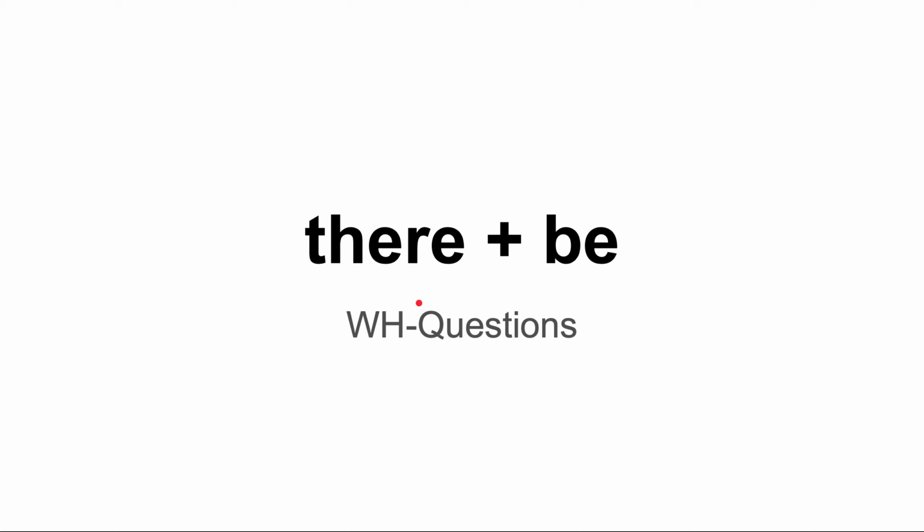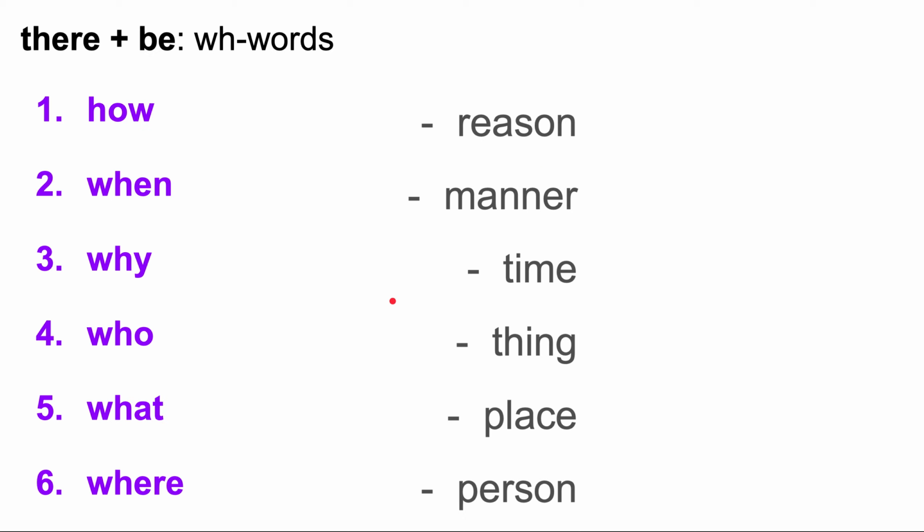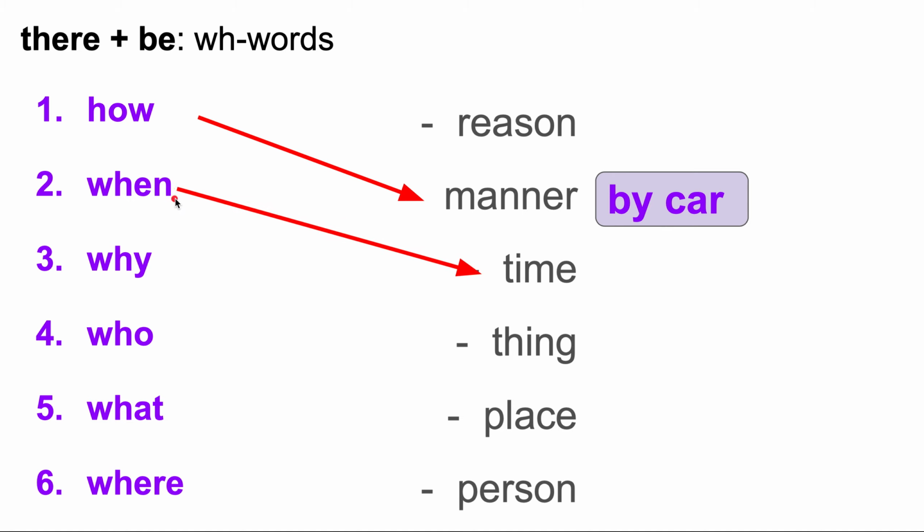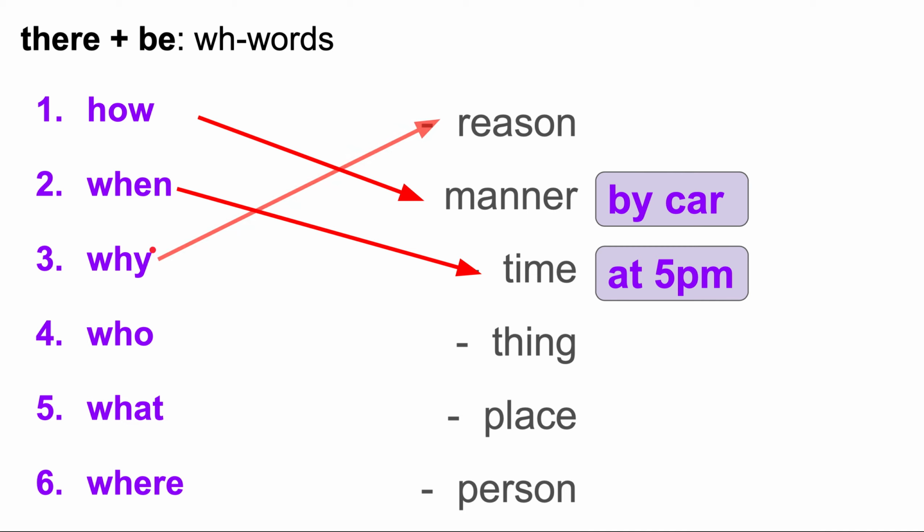Moving forward now, we're going to look at WH questions. Before we look at WH questions, let's talk about WH words. How, when, why, who, what, and where are our WH words. We use how for manner. How do you come to school? By car. We use when for time. When is the party? At 5 p.m. We use why for reason.